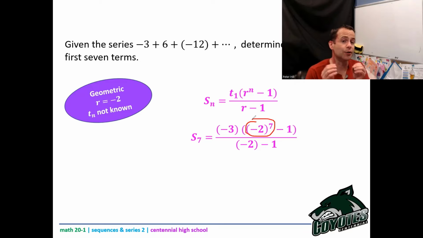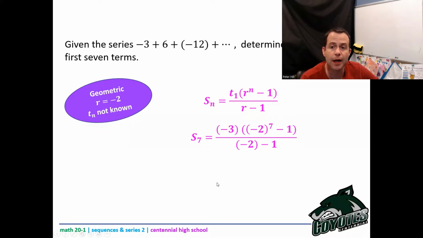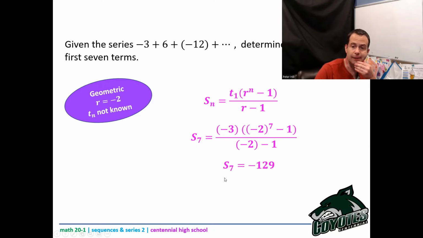Because if you are not including the negative, you're going to get a negative number, but if you do include the negative, you actually end up with a positive number when it's to an even exponent. So it actually makes a big difference. So you got to be careful that you're treating those negative numbers properly, okay? All right, so when I do that, you should end up with S7 is -129, okay? So the sum of the first 7 terms is -129.